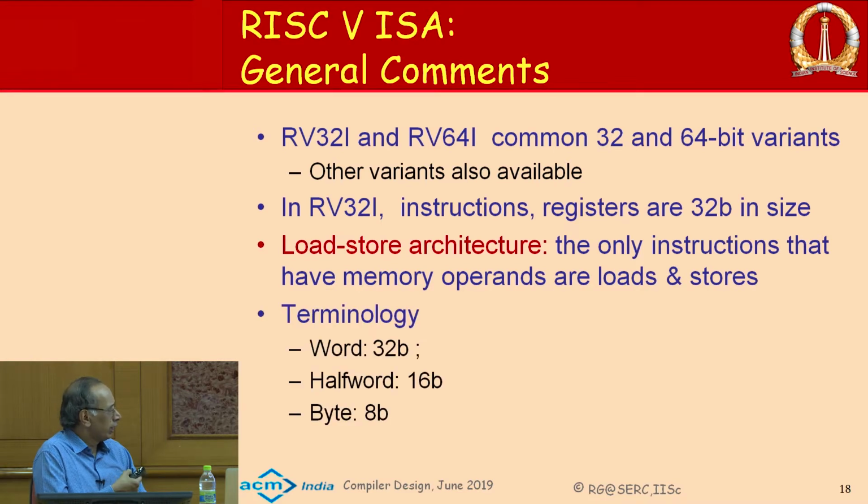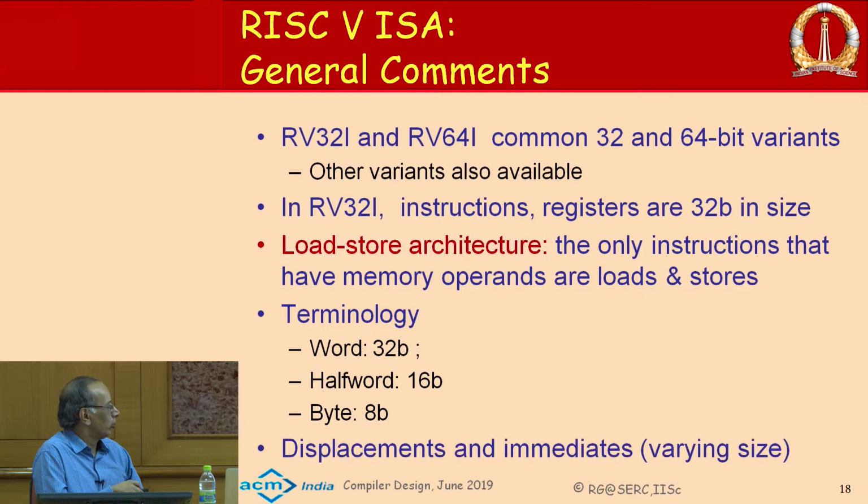And again we use the same terminology: 32 bits means a word, 16 bits is a half word or a short, 8 bits is a byte. Okay. Because why do we need these things? Because when your instructions are moving data, you have to specify how much data is getting operated on. That is the reason. We will see examples of this as we go by.